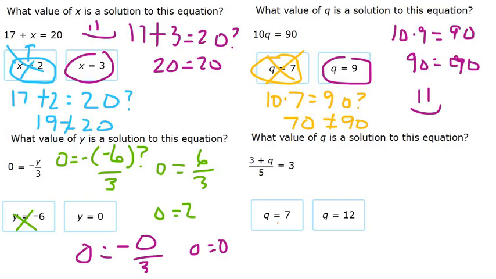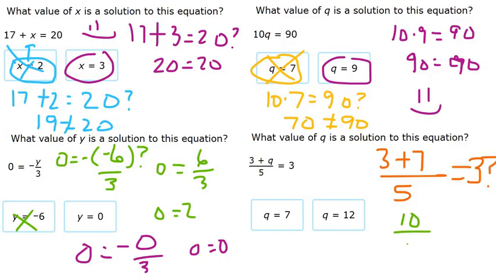And for this last one, I'm going to try to put 7 in there first. We have to be a little more careful with this. It's a little trickier. So does 3 plus 7 over 5 equal 3? This is our question. Well, we have to simplify the top of the fraction first. 3 plus 7 is 10. So does 10 over 5, or 10 divided by 5, equal 3? Well, 10 divided by 5 is 2, which does not equal 3. So we can cross that one off.